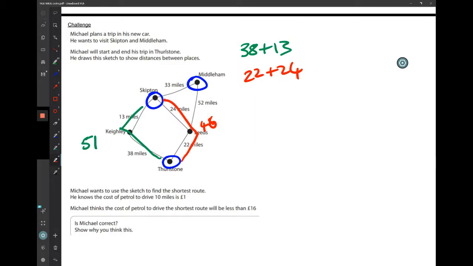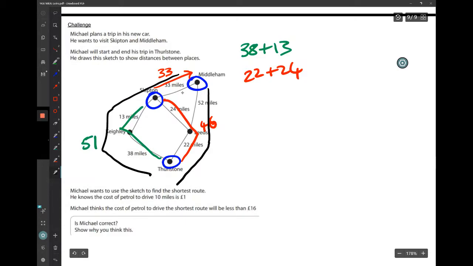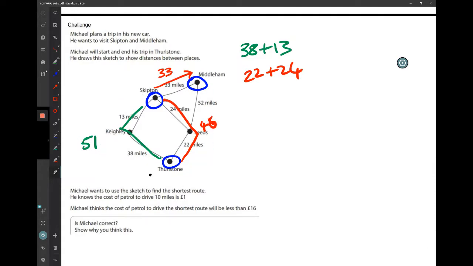So then looking at the next part, well, to get from Skipton to Middleham, he's going to go that way. So that's just 33. And then to get back home, he has a choice. He could either go this way or this way. He could technically also go this way as well. So I think that we'll have to work out both of these.